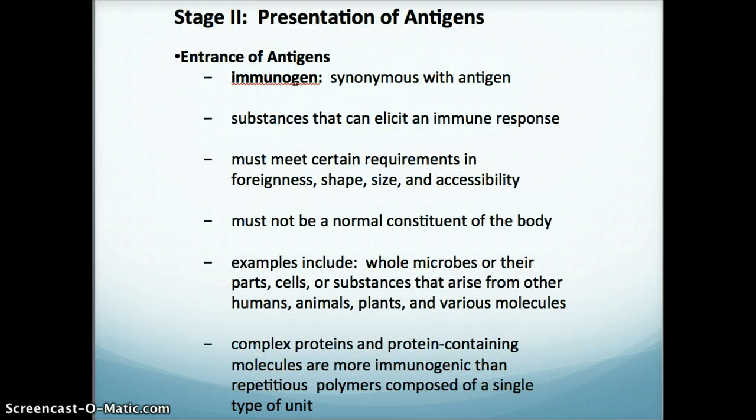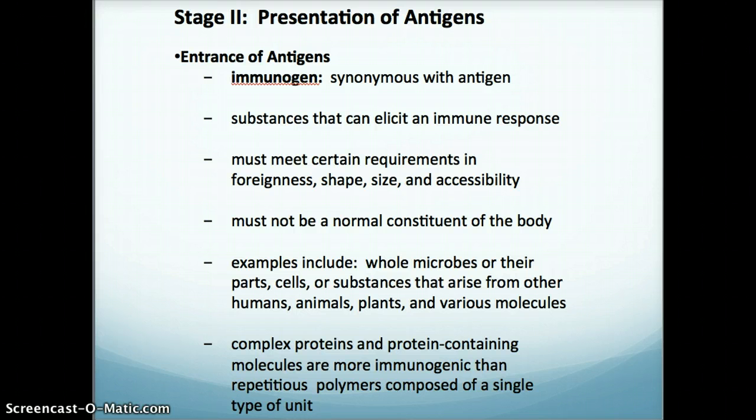When we talk about presentation of antigens, we need to discuss the entrance of these antigens, or immunogens, which is synonymous. They're substances that can elicit an immune response. So they have certain requirements that they're going to have to meet. Obviously, they're going to have to be foreign or have foreignness. Their shape and size and accessibility is also going to play a role in what kind of a response they elicit. They cannot be a normal constituent of the body, so they must be something other than self.